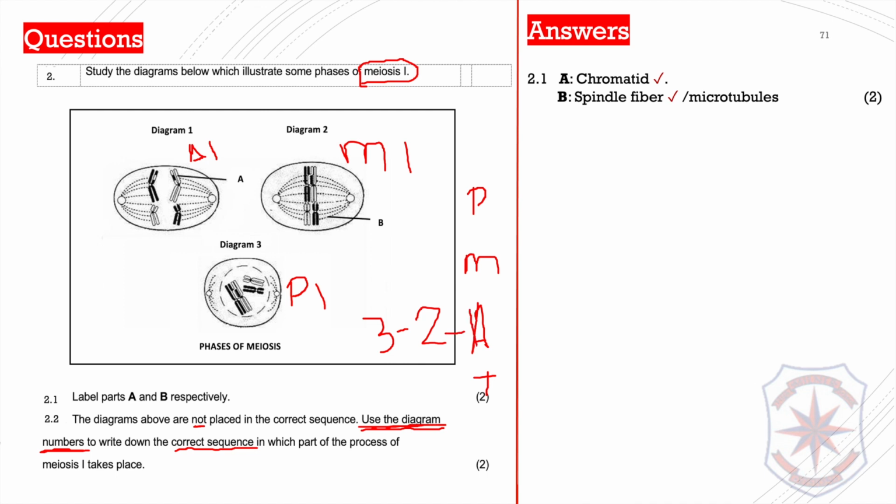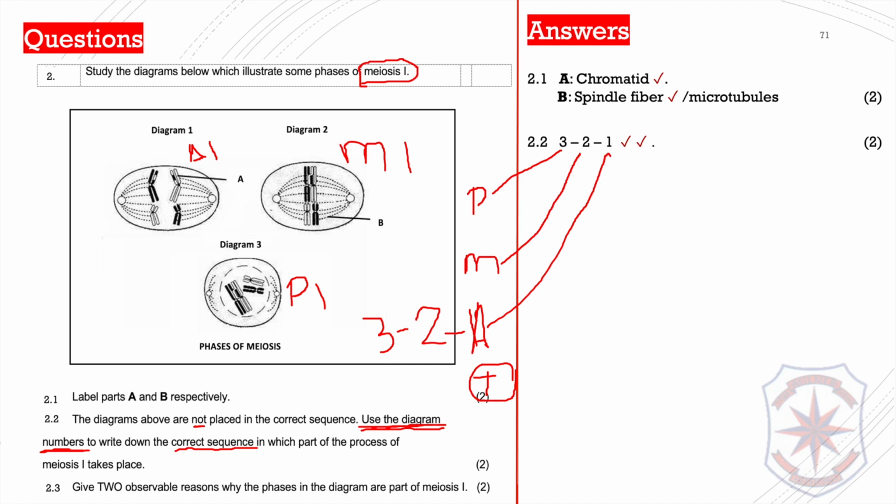Let us check if that is the correct answer. Correct. So, prophase 1 first, metaphase 1 next, and anaphase 1 last. So we don't have telophase 1 depicted there.